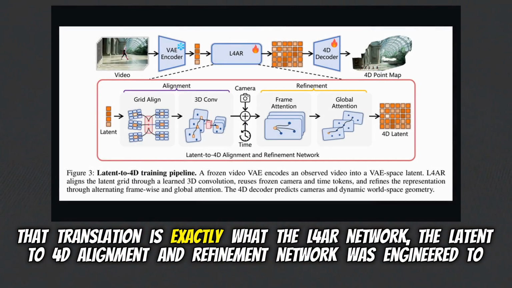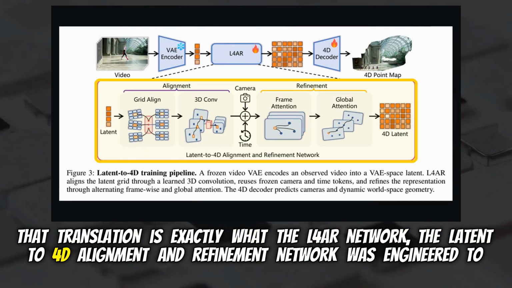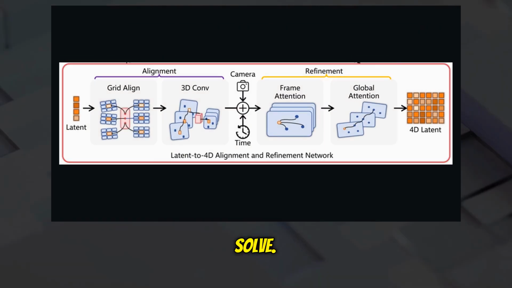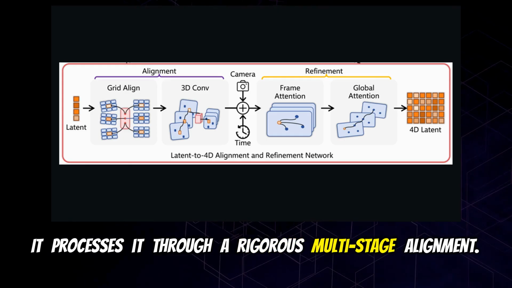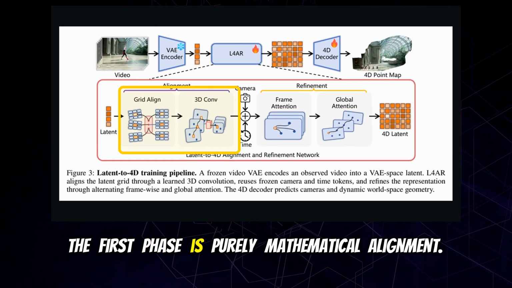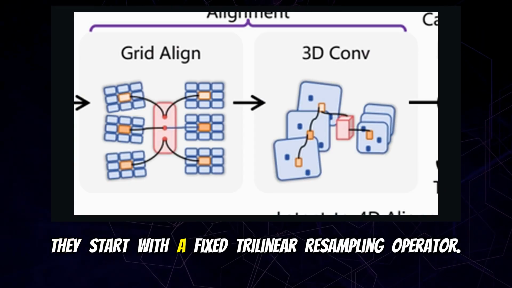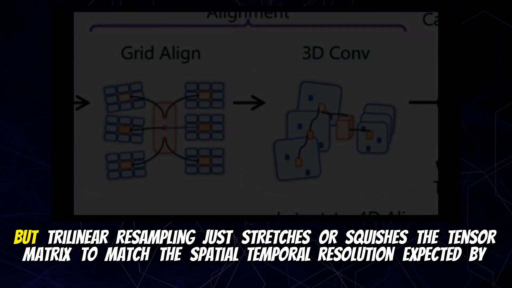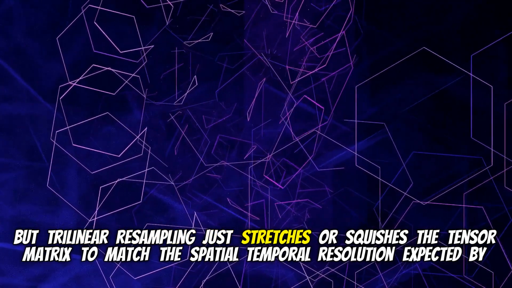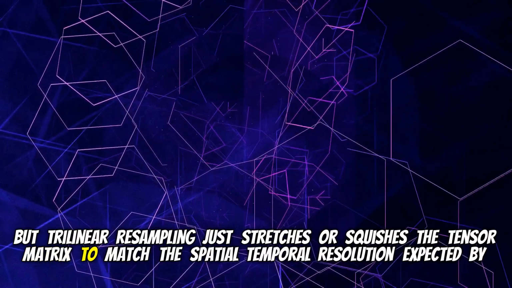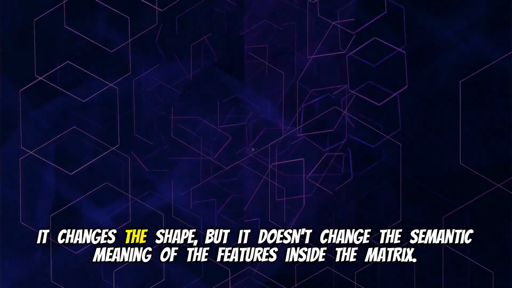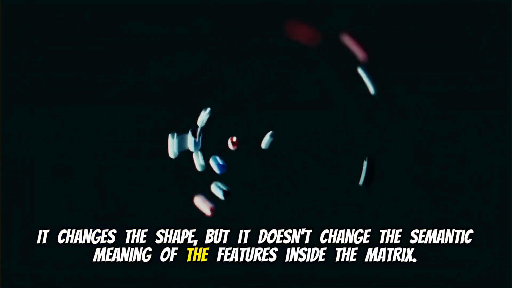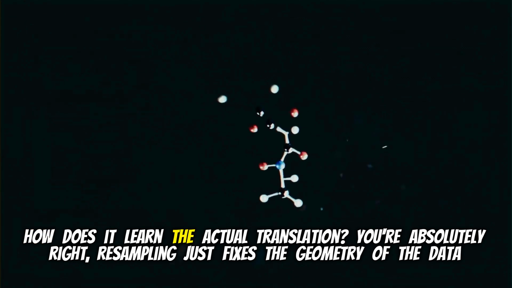Well, that translation is exactly what the L4AR network, the Latent-To-4D Alignment and Refinement Network, was engineered to solve. Okay, so it's not just a pass-through. Not at all. L4AR doesn't just pass the data through, it processes it through a rigorous, multi-stage alignment. The first phase is purely mathematical alignment. They start with a fixed trilinear resampling operator. But trilinear resampling just stretches or squishes the tensor matrix to match the spatiotemporal resolution expected by the 4D hierarchy, right? Correct. It changes the shape, but it doesn't change the semantic meaning of the features inside the matrix. How does it learn the actual translation?